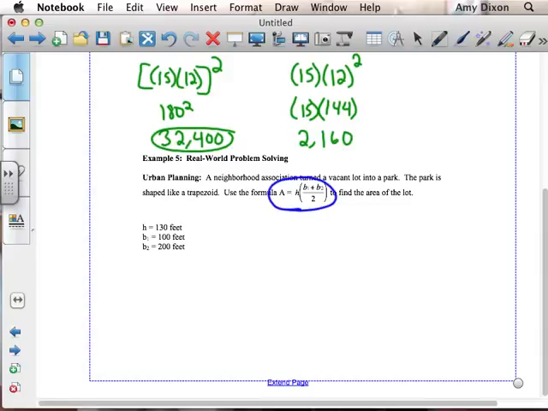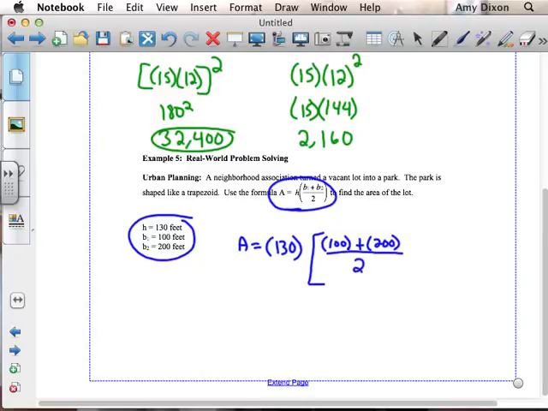We're going to evaluate, essentially, and we're going to plug these values into our formula, keeping in mind that the parentheses that are in that formula are going to be upgraded to brackets. Okay, the first thing we need to plug in is our h. Our h is 130 feet. So we have the area equals 130 feet, and then we have parentheses, so we're going to upgrade those to brackets. We have base 1, which is 100, plus 200. Divide all that by 2, and this will give you the area of that park.